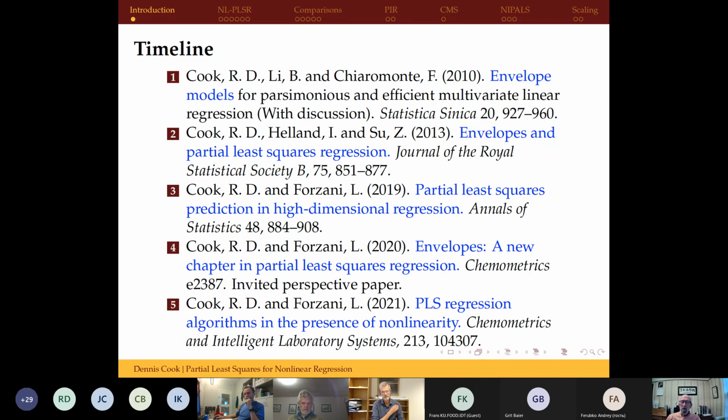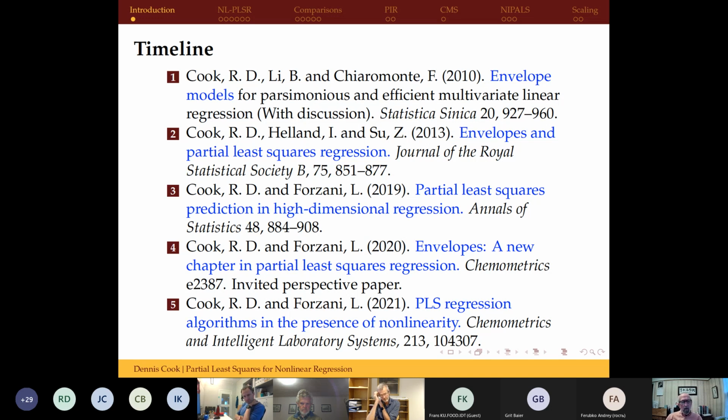So between references number 2 and number 3, I launched into an effort with Liliana Forzani to investigate partial least squares predictions in high dimensional regressions, using the envelope foundations that we set in number 2. That turned out to be a very detailed study. It took a lot of effort to get to the answers, but the answers were worthwhile because they showed that there are regression contexts, in particular contexts that are common in chemometrics, in which partial least squares can be expected to do a really excellent job.